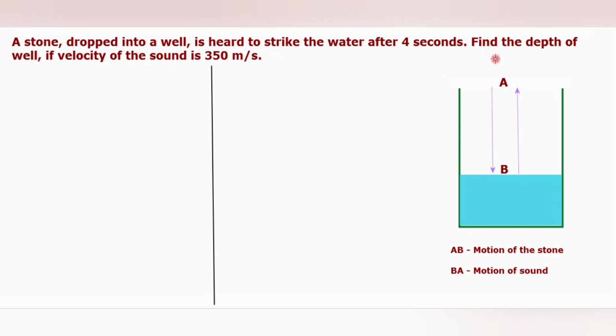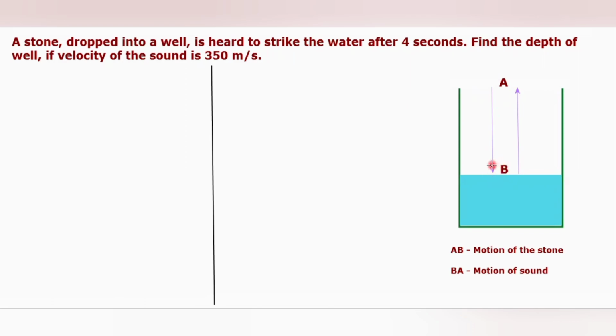Okay, so here the illustration of this numerical is given in the diagram. A stone is dropped into a well from a point, say A. At point B, the stone is going to strike the water. So we can take the distance AB as the depth of the well.